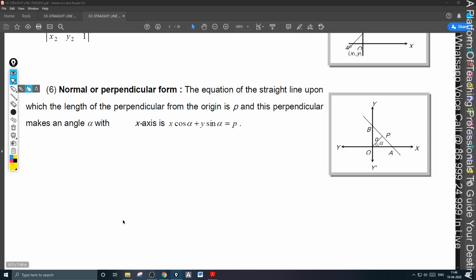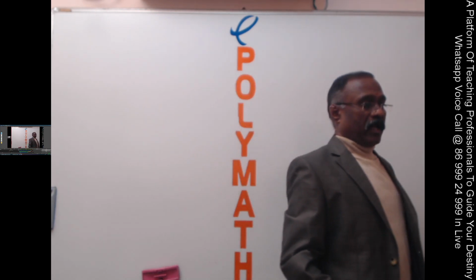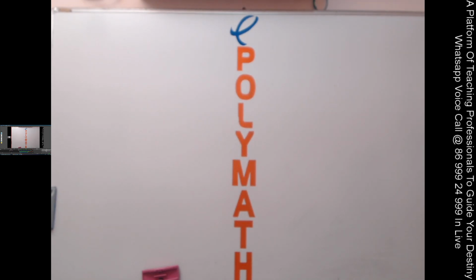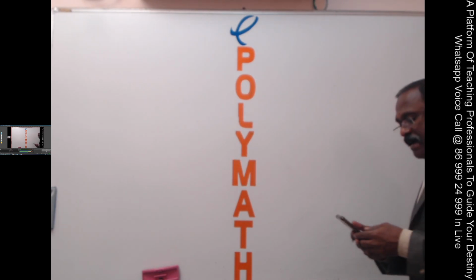Because normal form is a form in which you will have the data not directly related to the straight line. What I mean to say by that: if you take the normal form, the data given related to the line is indirectly given.